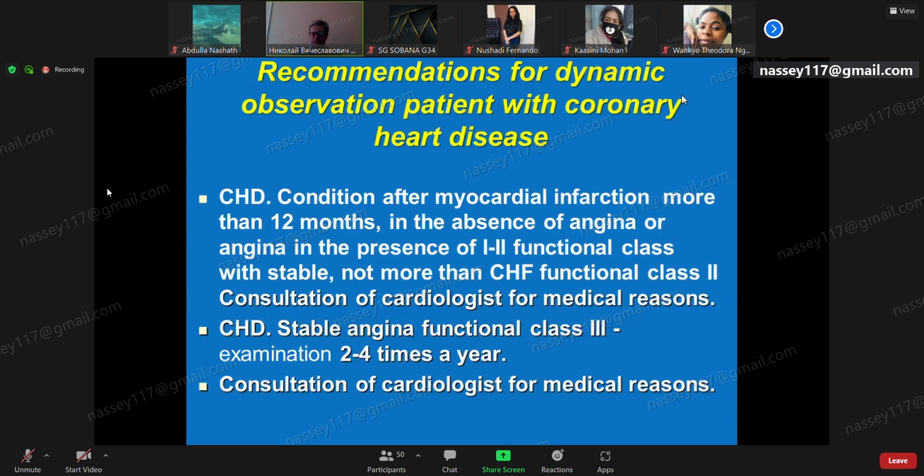In case of chronic heart disease, stable angina, functional class 3, we should recommend periodic examination, of course, including laboratory tests, such as at least cholesterol level or some electrolytes, and obligatory consultations by cardiologists, and consultations of cardiologists for medical reasons.